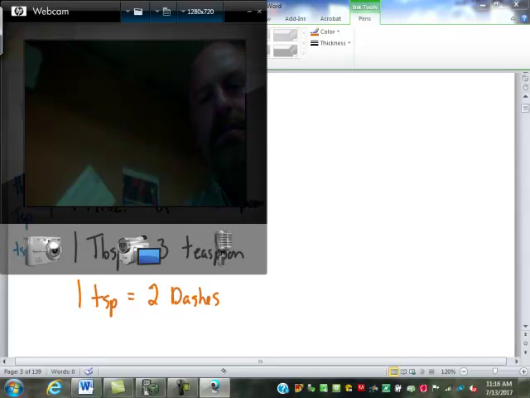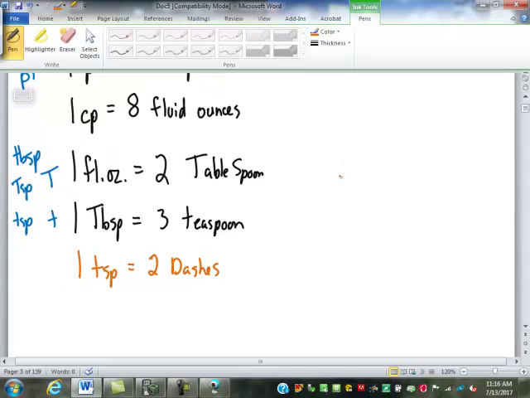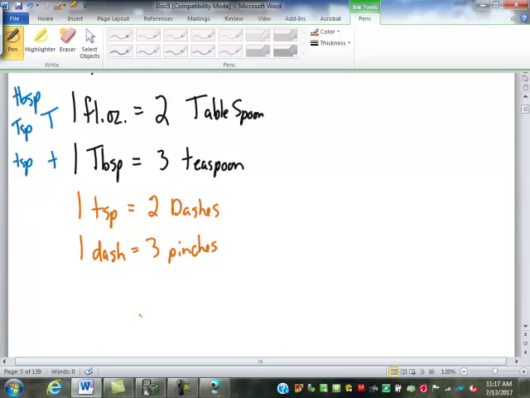Smaller than a dash is a pinch. Anybody know how many pinches are in a dash? 3. Close. Smaller than a pinch? Smidgen. There are 2 smidgens in a pinch. Now, a pinch is exactly what it sounds like. You stick your fingers in the powder. That was a powder again, same with dashes, which were powdered.